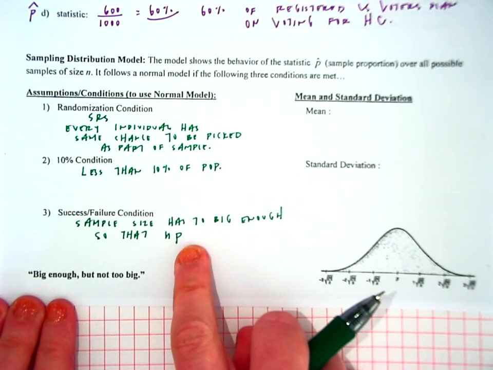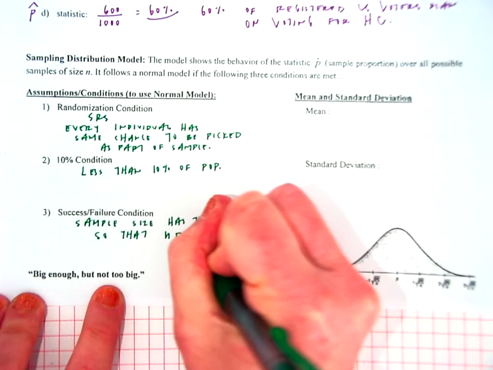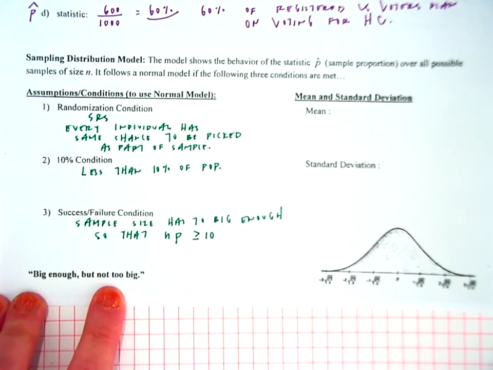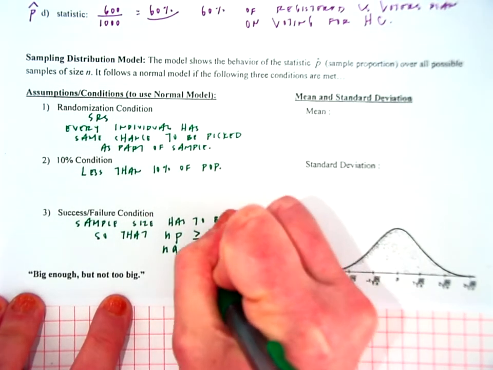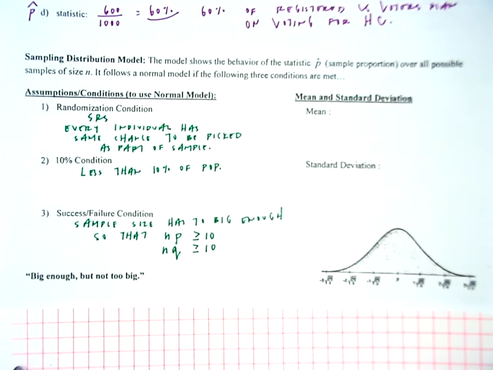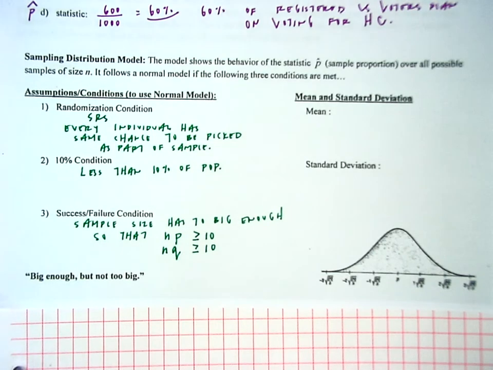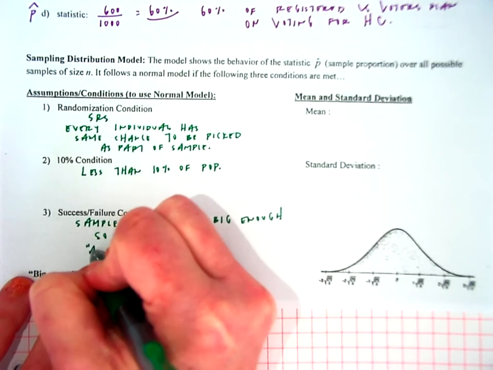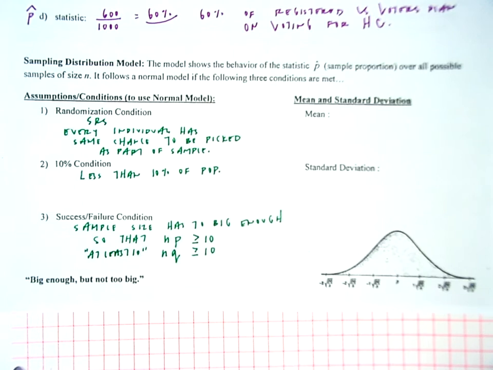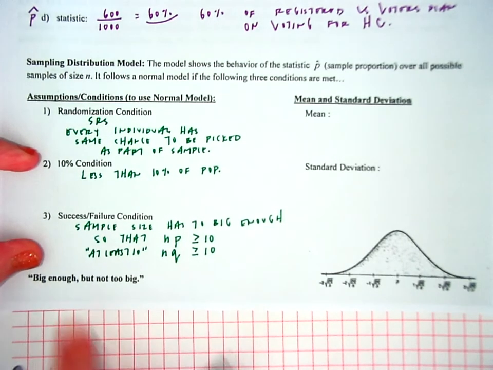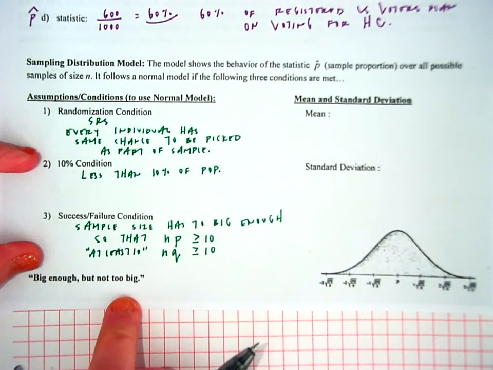Again, it's saying that the number of successes, np, and the number of failures, nq, have to be at least 10, right? Greater than or equal to 10. Just write "at least 10" off to the side like that. What's funny about these two is that it's really saying what the quote at the bottom says: we want it to be big enough, but not too big, right? So we're balancing between these two because we want our distribution to appear normal, and we want to make sure that one outcome is not influencing the next.